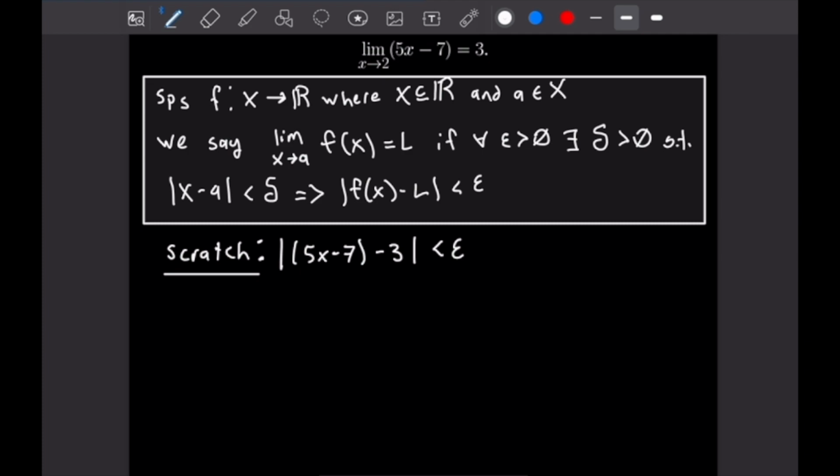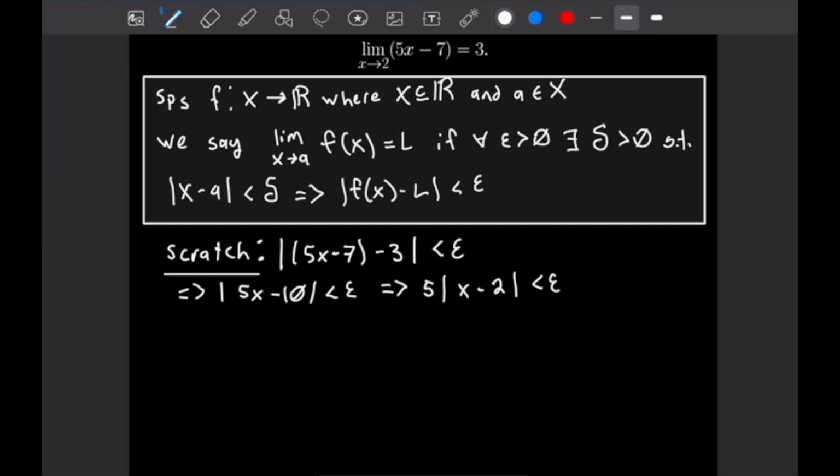So from here, let's go ahead and combine our minus 3 and minus 7 here. So we're going to get the absolute value of 5x minus 10 is less than epsilon. And we can see that we can factor out a 5 from our absolute value there, as the absolute value of 5 is just 5. And we'll have 5 times the absolute value of x minus 2. And that should ring some bells in your head, as that's exactly what we want to be in our absolute value, because we have the limit as x goes to 2. So we're looking for something of the form the absolute value of x minus 2. So we have 5 times the absolute value of x minus 2 is less than epsilon.